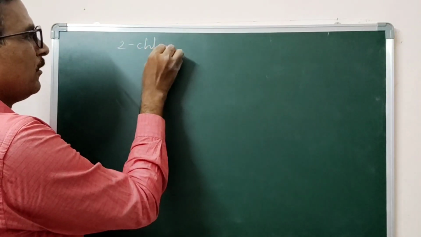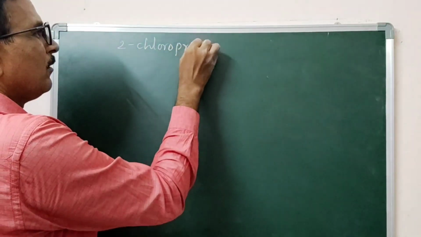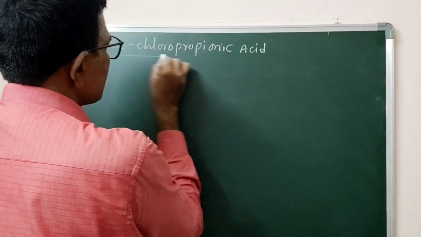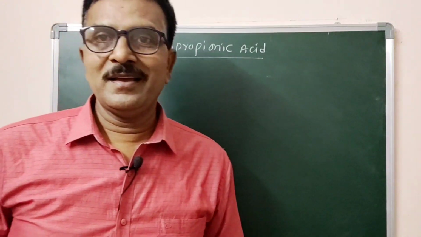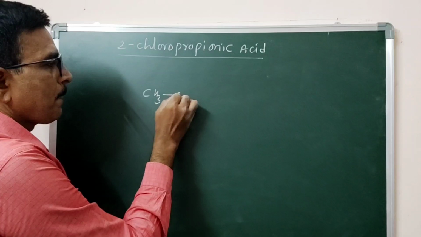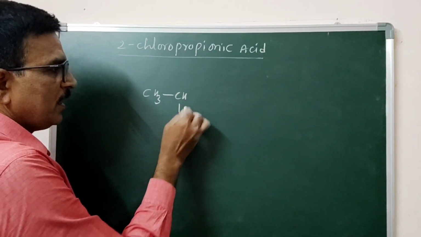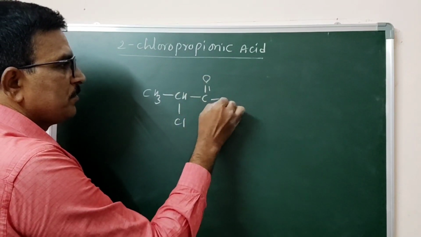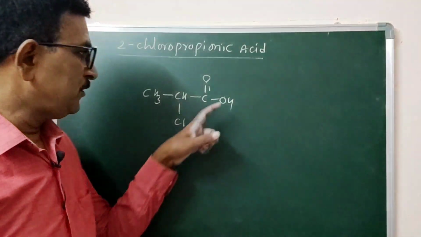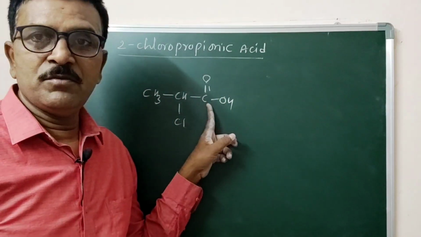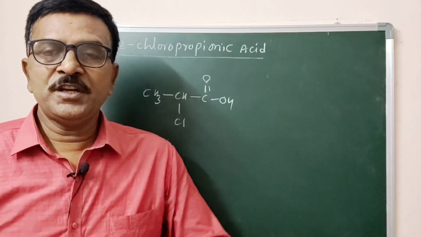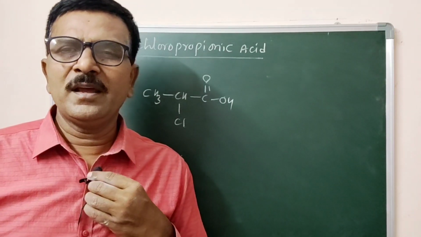2-chloropropionic acid. In the NMR spectrum of 2-chloropropionic acid, that is CH3, this is CH, chlorine here, COOH. Alpha chloro, or 2-chloropropionic acid. This is propionic acid: CH3, CH, COOH is propionic acid. There is a chloro group at the second position. Therefore, it is 2-chloropropionic acid.